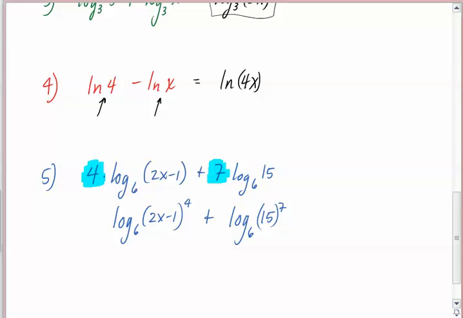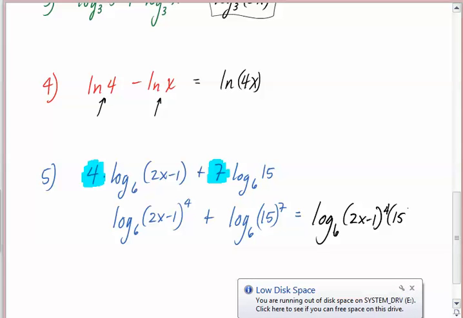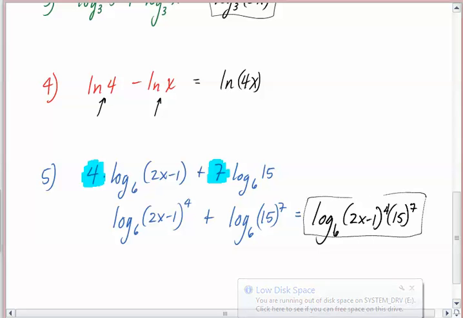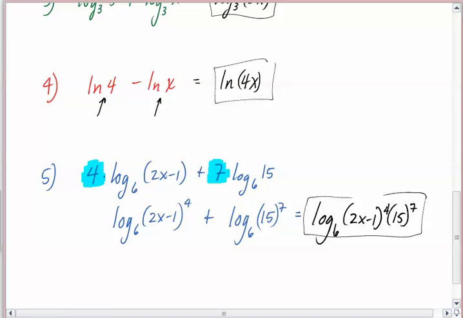So let's go ahead and do that last step. There we go. So now I'm going to write log one time, because we're writing it as a single logarithm. So I have (2x minus 1) to the 4th times 15 to the 7th. And that's writing it as a single logarithm. Okay? All right, so a couple more examples and we'll be through with this video.